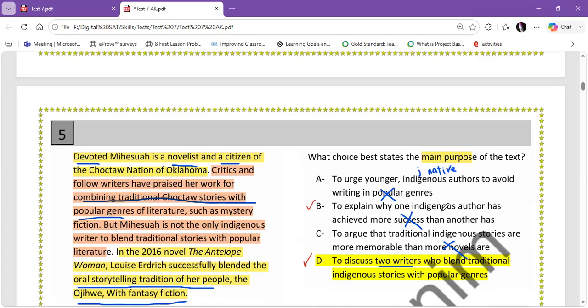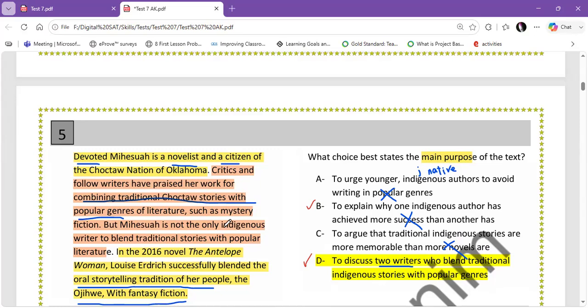B. To explain why indigenous authors have achieved more success than others have. Yes, we have to. But we didn't talk about the level of success. So it's wrong. Despite that, I put here a kind of right because we have to. But someone is going to say that he didn't talk about or compare the success between each other. To urge that traditional indigenous stories are more memorable than modern novels are. He didn't compare those novels to others. To discuss two writers who blend traditional indigenous stories with popular genre.